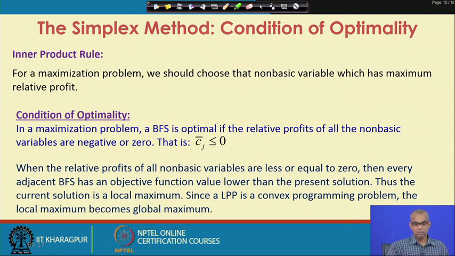So, when for a maximization problem, we have the relative profits for all non-basic variables negative or 0, that means there is no adjacent basic feasible solution which has an objective function value which is better than the current one. So, the current solution is the local maximum, and since linear programming problem is a convex programming problem, this local maximum is also global maximum.